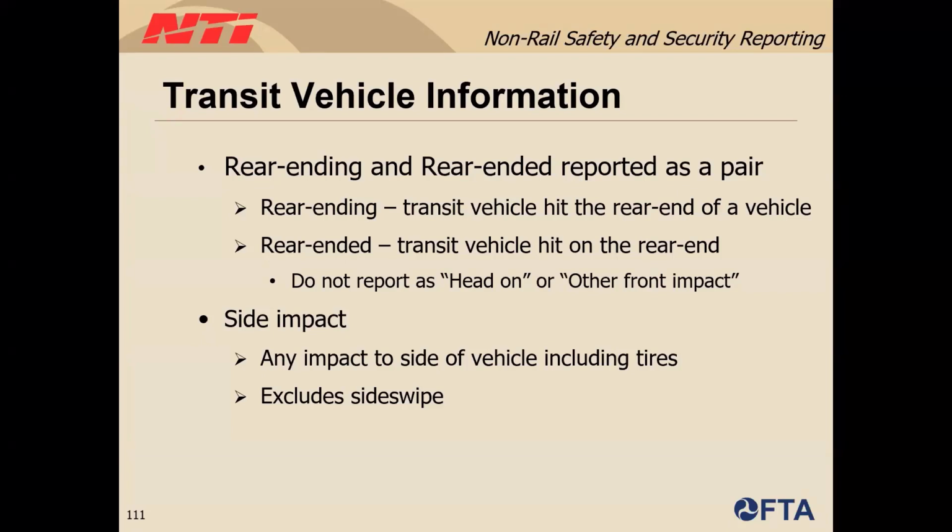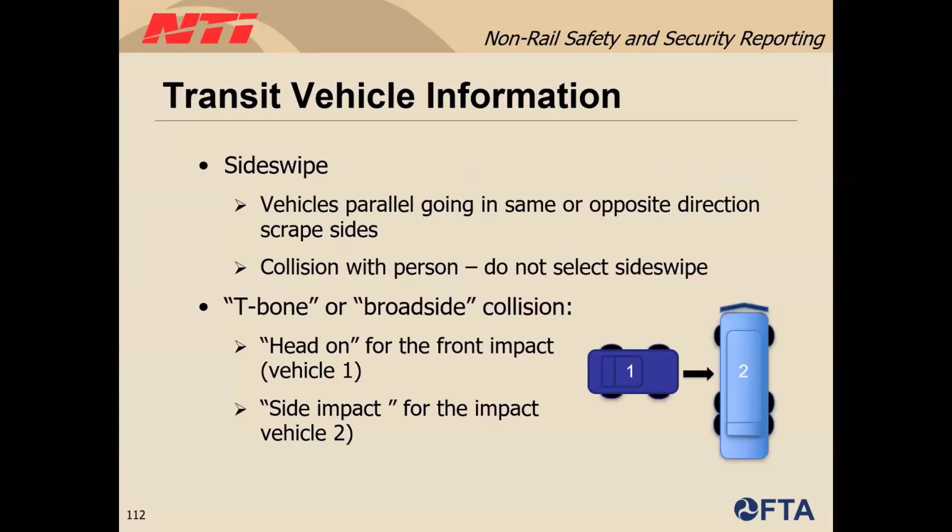Side impact means that the transit vehicle was impacted anywhere on its side, including the door, the mirror, or the tires, with the exception of when a side swipe occurs. Side swipe is used when 2 vehicles are parallel to each other, going in either the same or opposite directions, and bump and scrape along the sides of each other. Both vehicles would be reported as side swipe. Please note that side swipe cannot be the action chosen when you are reporting a collision with a person. Instead, use side impact.